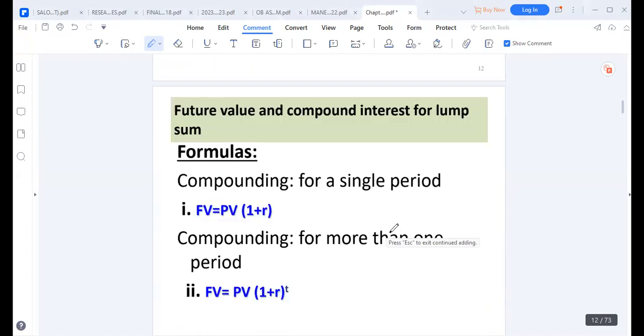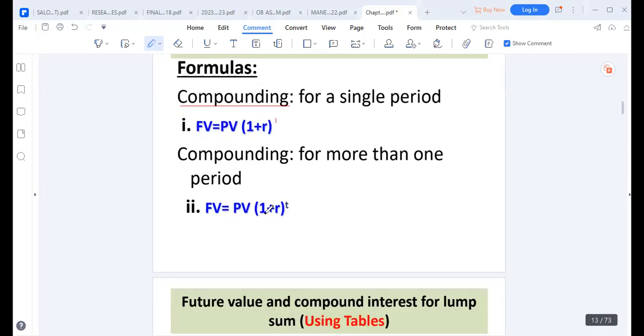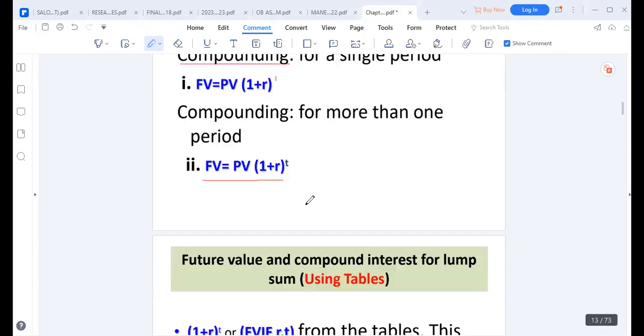So we can also compute our future value using what is called compounding. To compound is to earn or accrue interest. So the future value is present value times (1 plus r) to the power of time. So this is if we're dealing with more than one period. If you're dealing with a single period, even without time, because this is the same as power 1. So this is the formula that we'll be using.